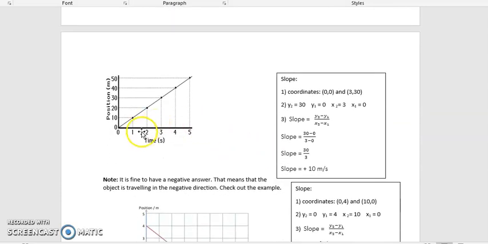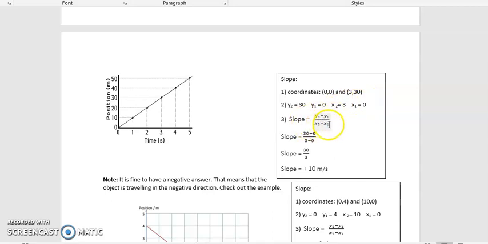So here on this graph, this is what our graph would be. We'll take our coordinates. So I chose point (0, 0) as my x1 and y1 because it's closer here. And then I chose my x2 and y2, which is more rightward on my graph, to be a point of (3, 30). Okay, so my y2 I wrote down here is 30, my y1 is 0, my x2 is 3, and my x1 is 0.